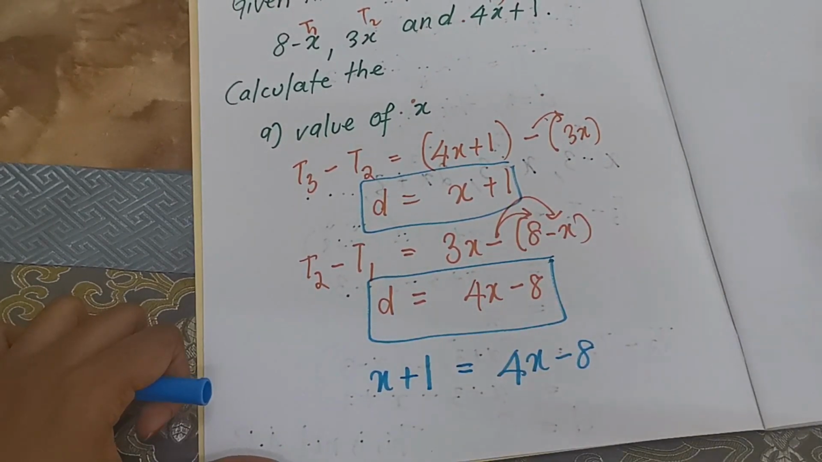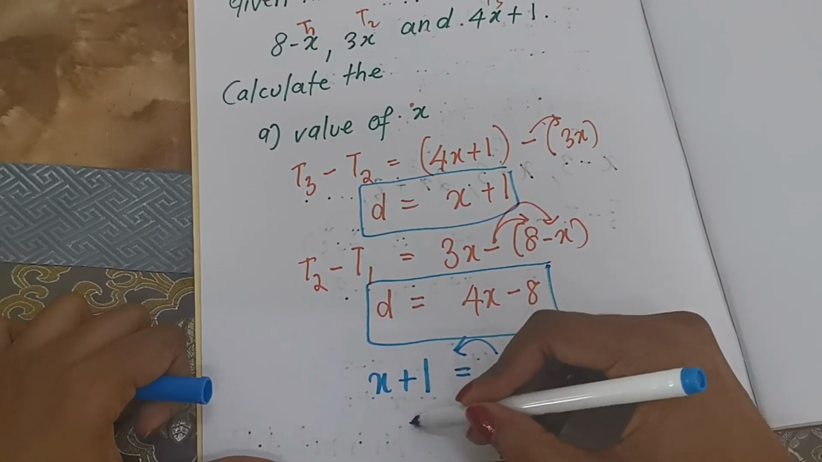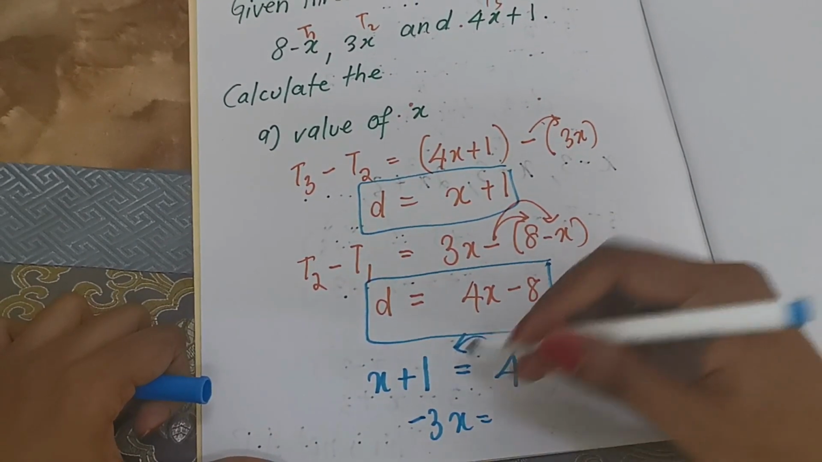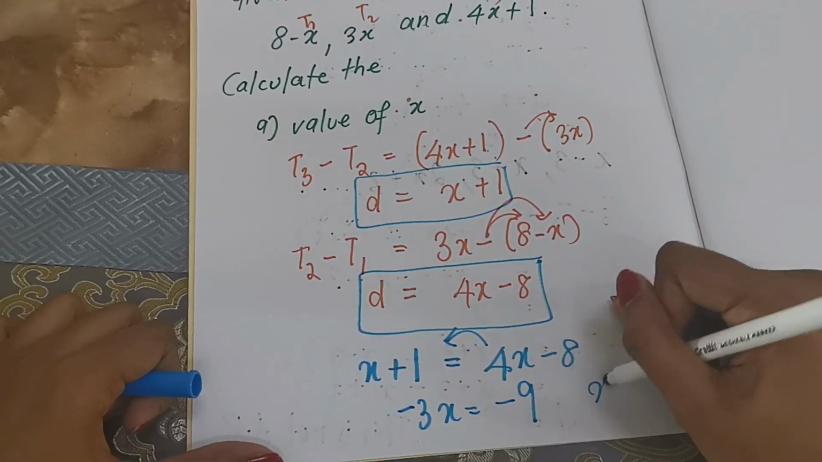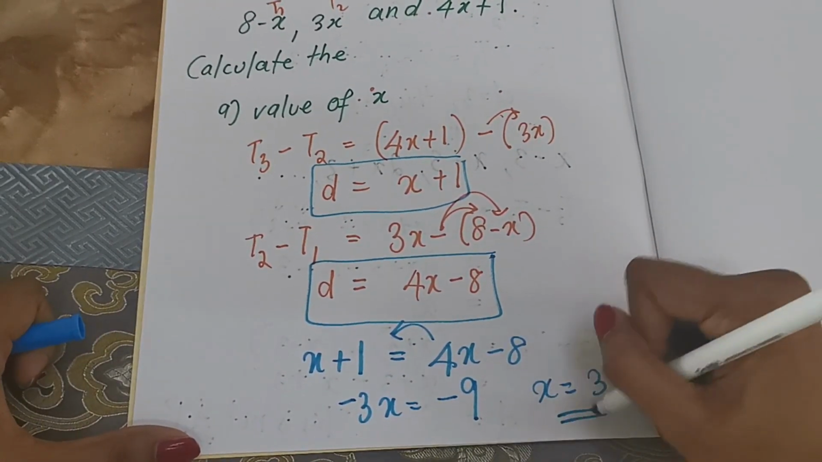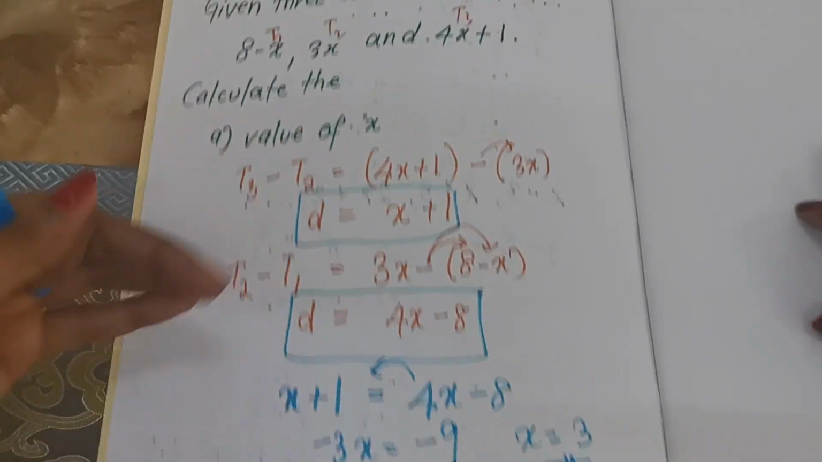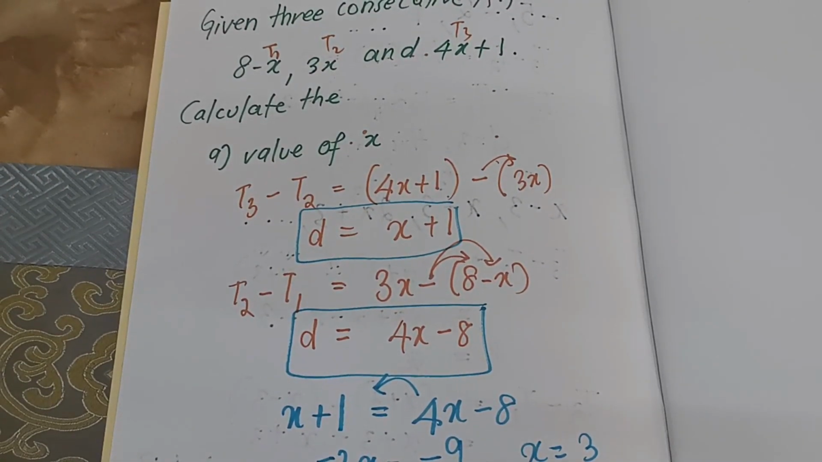So bring the x and x to one side. So here we bring x minus 4x is -3x. -8 minus 1 is -9. So x will be, we bring over, we obtain x equals to 3. So for this question, you need to compare the common difference.